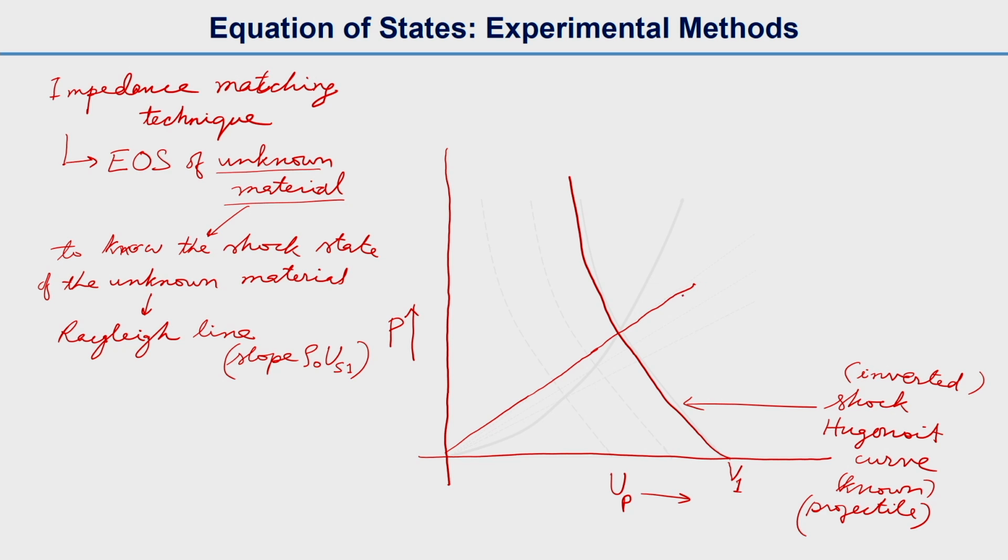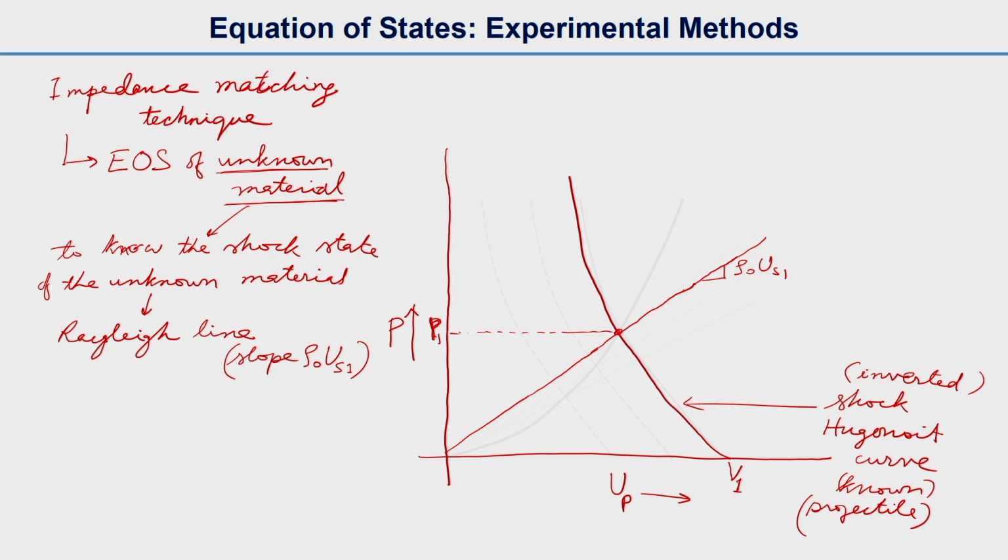slope. The slope will be rho naught US1, and this will give us the shock state of the unknown material at this pressure. Let us say at P1 pressure we can get the shock state of that unknown material, but we want to know the entire shock Hugoniot curve for the unknown material, not only at a single point.